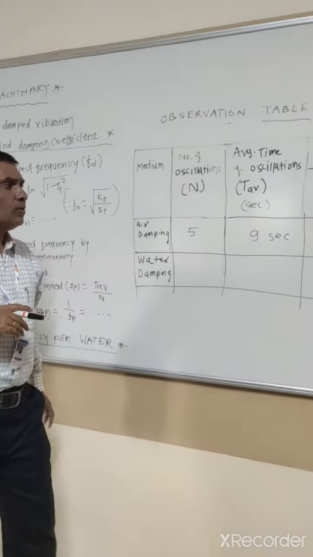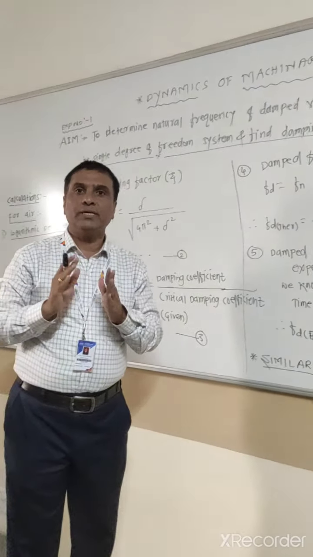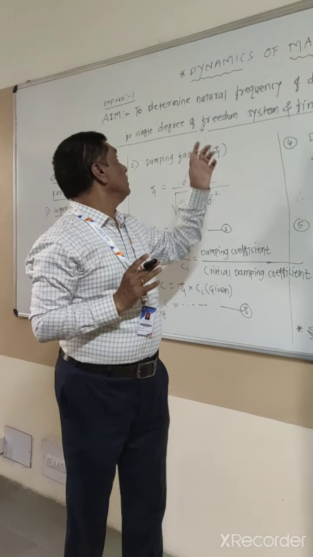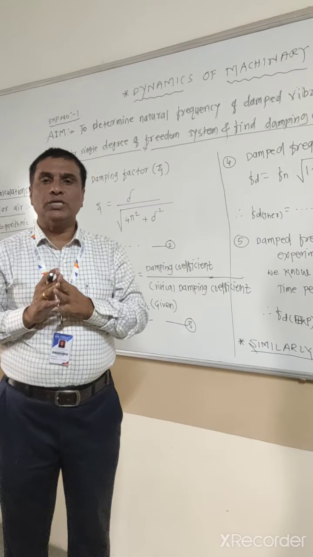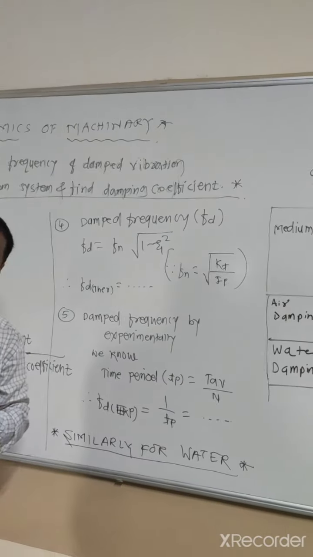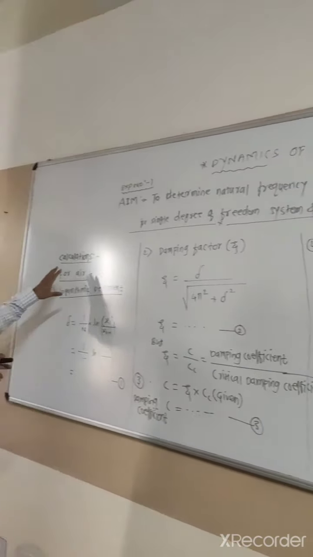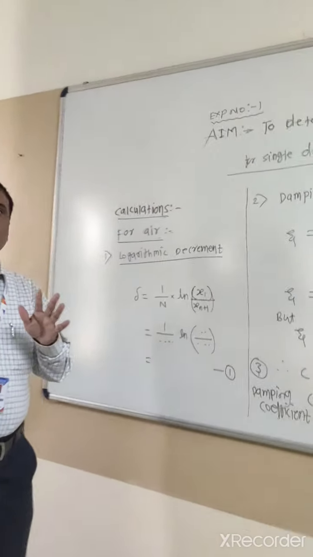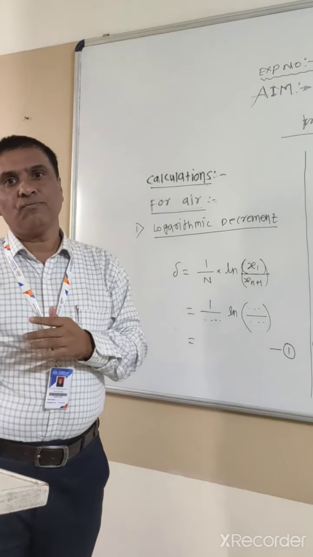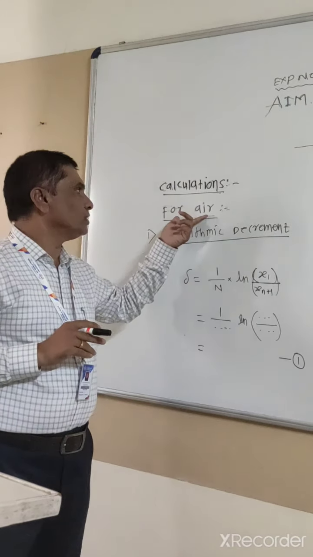Now let us do the calculation, how it is to be calculated, because our aim is to determine the natural damped frequency of the single degree of freedom system for the torsional vibration, and also to determine its damping coefficient. This is our objective. Now how to determine it? See, this is the calculation part for the air. We are doing the calculation for air and for water separately. First of all we will do the procedure for the air.